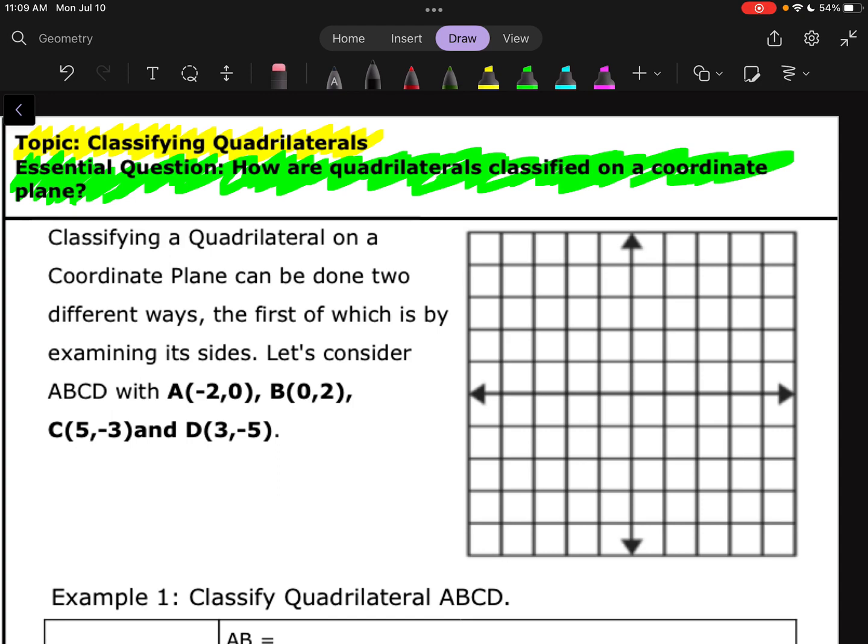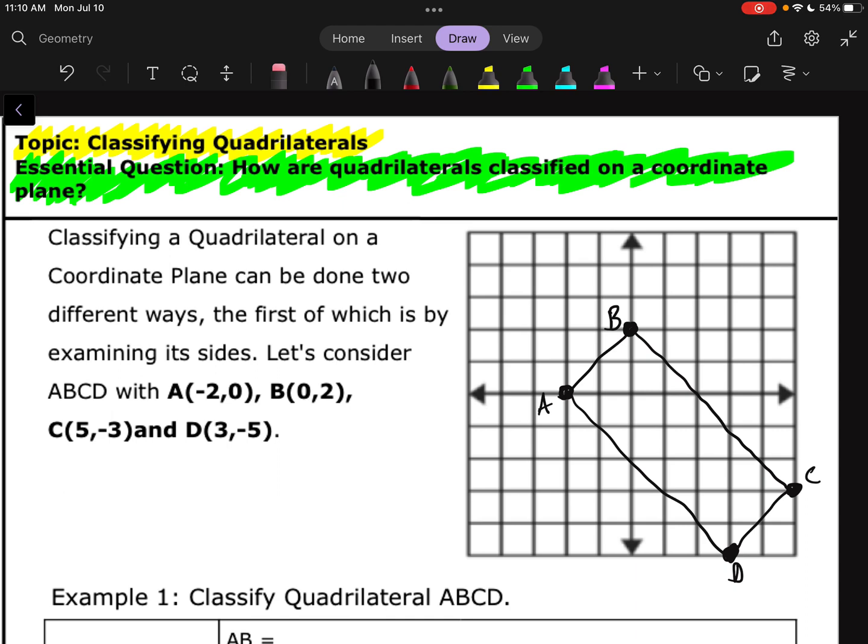And then it says let's consider ABCD with A at (-2, 0), B at (0, 2), C at (5, -3), and D at (3, -5). So we've got this quadrilateral here, ABCD. And let's connect those, make our quadrilateral. Okay, so that's our quadrilateral.